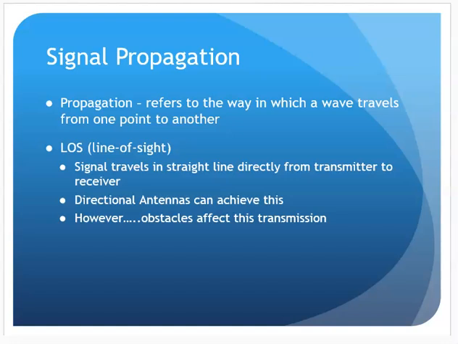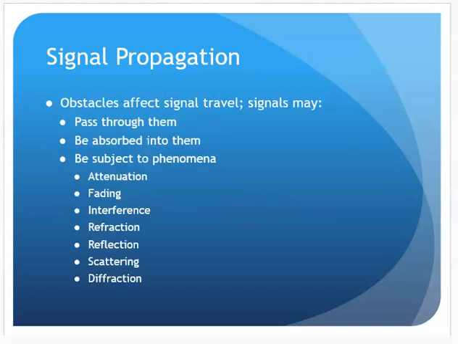Now, when I'm talking Wi-Fi and so forth, I can be broadcasting through walls, but things are going to affect my signal, which gets to this. Obstacles affecting my signal travel. Signals may pass through an object, they might be absorbed, or might be subject to some phenomenon. So ideally, if I have line of sight, I have the best possible send to receive ratio, if you will, sending my signal and receiving it. But as I add more obstacles and more distance, all of those things are going to affect my signal. So let's take a look at these different phenomena. I tried to put some examples in here to help you sort them out.